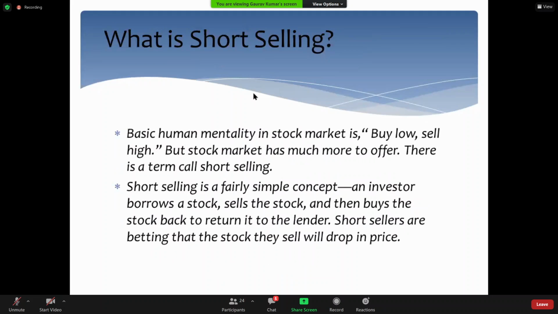Next up, what is short selling? The basic human mentality is buy low, sell high, but the stock market has much more to offer. The stock market allows you even to sell high and buy low. You can first sell and then buy from the stock market. Swing and positional में क्या difference है sir? Okay, there is not much difference between swing and positional. Swing is you hold a stock for 2 weeks, and positional is 1 month. That's it, as per me.